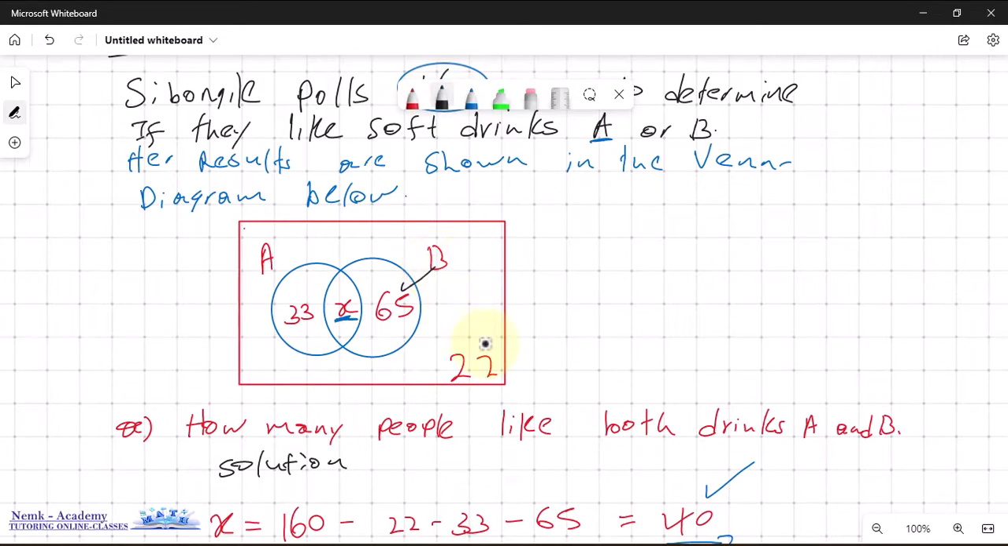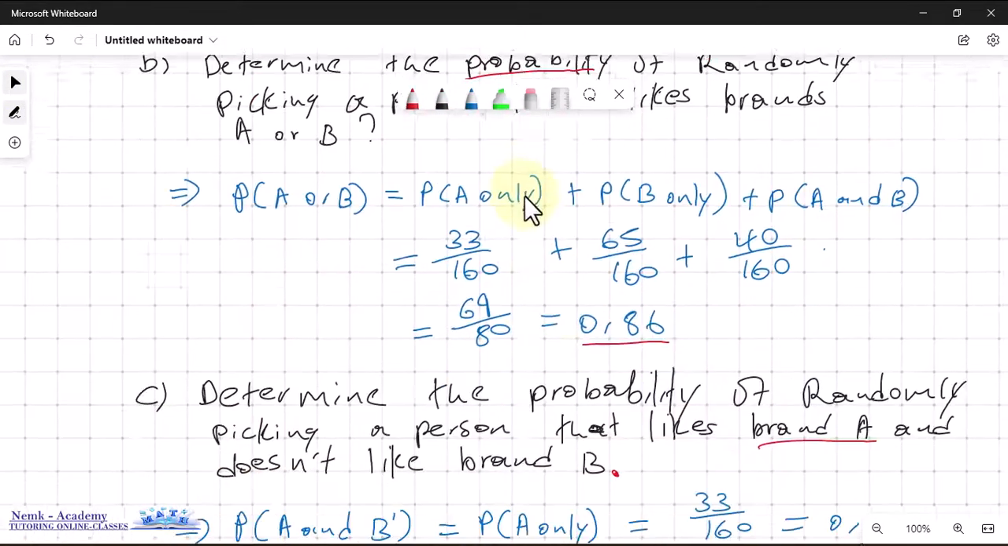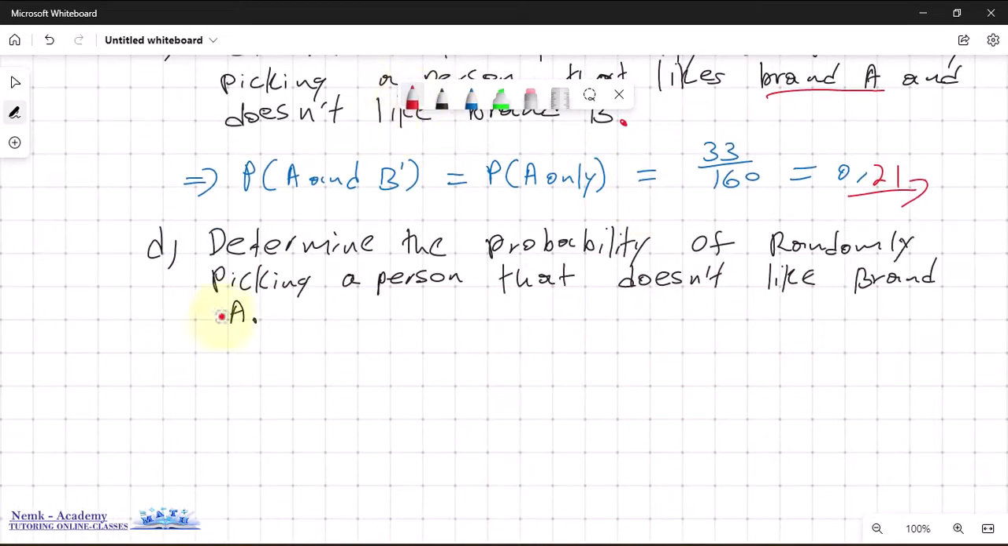They don't like brand A. 22, they don't like brand A. So that's correct. So let's go. Number D. This is how I'm going to present this one. This statement doesn't like brand A. So statistically, this is how it's written. Probability of not A. This is how we present it statistically. Not A doesn't like brand A.